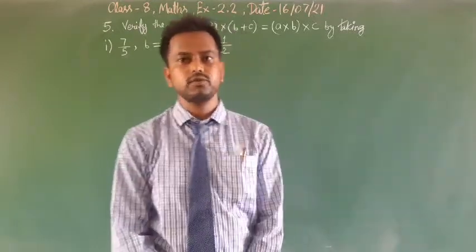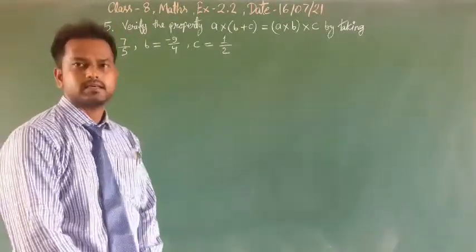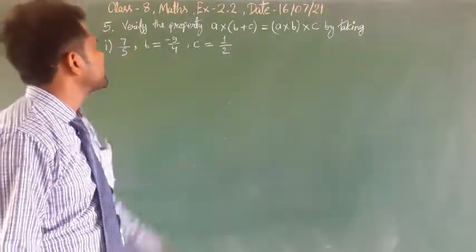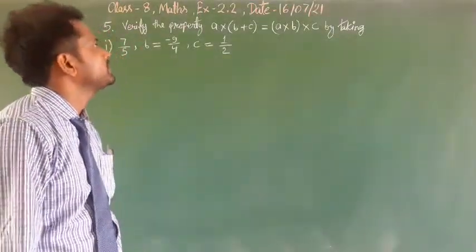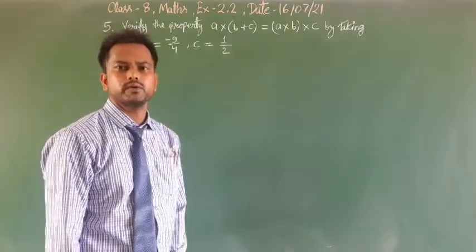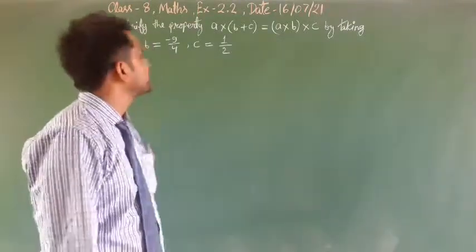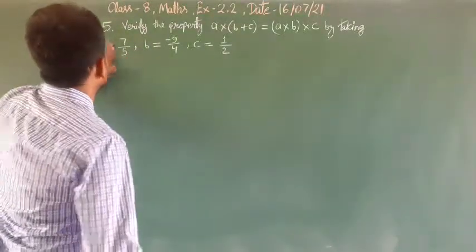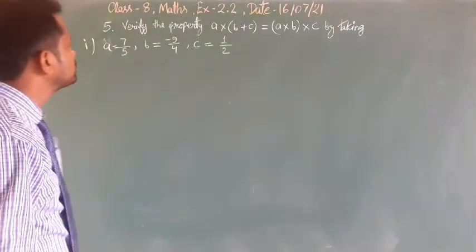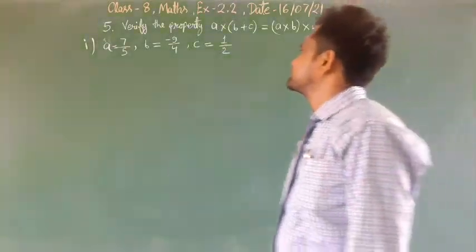Today I am going to explain exercise 2.2, which is taken from class 8 mathematics. Exercise 2.2. The fifth question says: verify the property A into (B plus C) is equal to A into B into C, by taking A equal to 5 by 7, B equal to minus 9 by 4, and C equal to 1 by 2.